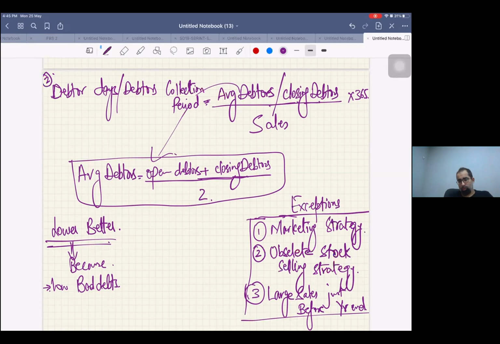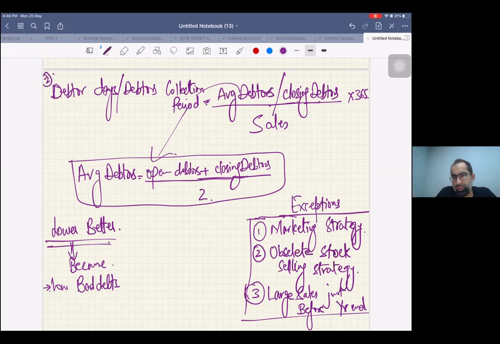Now, this debtors collection period, should it be greater or lower? Definitely lower. It's better to collect cash early from customers, right? Why? Because number one, bad debts. There is an inherent credit risk with credit sales. So if you delay more, if you give more chance to debtors, there will be a high possibility of bad debts. So it is better to collect early from debtors, right?